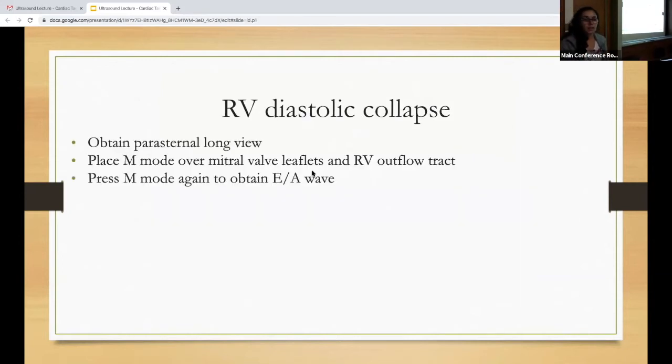Here, just going again through exactly how to do this, but diastolic collapse of the right ventricle carries a high sensitivity. It ranges from 75 to 90%, but with a relatively lower specificity.